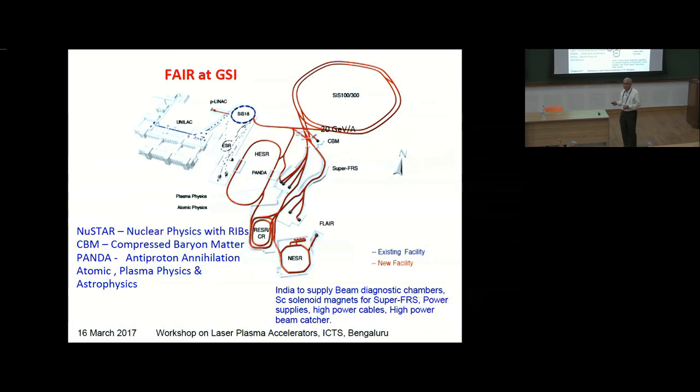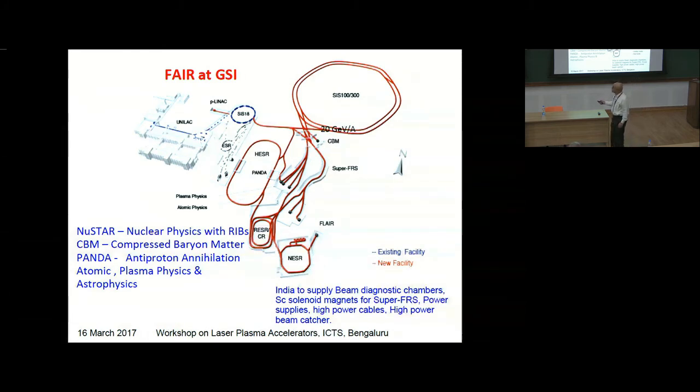Large complex of many accelerators. Yes, with so much traffic. Traffic of beams, right. So you have proton beam, anti-proton beam, and heavy ion beam. That's all. These are the various ways.